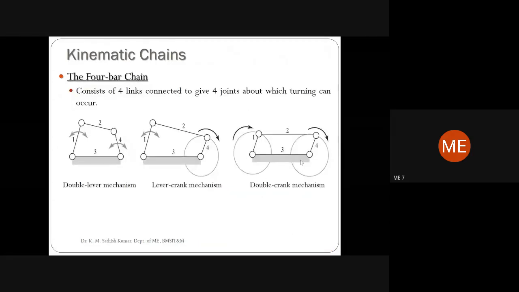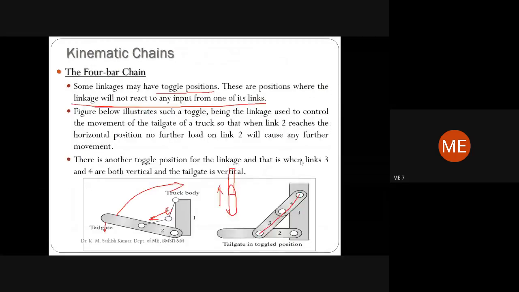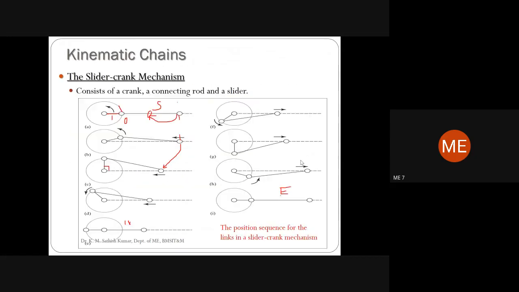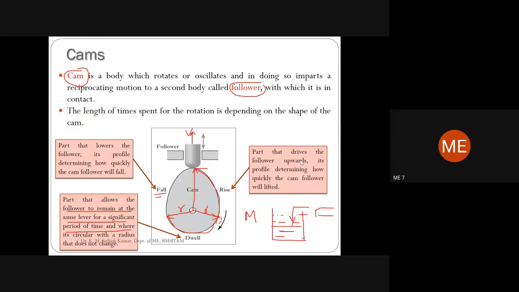Then we understood the 4-bar chain mechanism, then the toggle position, and then the slider crank mechanism. Then I think we were in the cams. Now, as we understood in the last class, we shall continue.